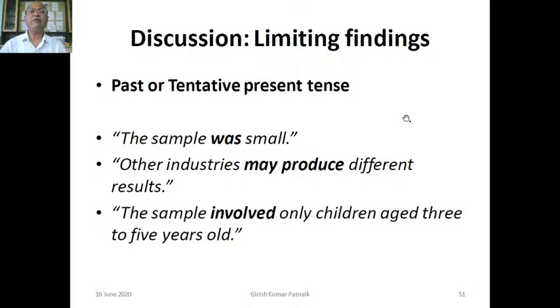Then limiting the findings, that I already said, some kind of assumption, because of some assumption there is some restriction that you have come across in your findings. It is only because of your assumptions, right? So in that context, you can very well say it this way. You can see the example: the sample was very small. Other industries may produce different results, right? The sample involved only children aged 3 to 5 years old. So based on some limitations, based on some assumptions, your findings got restricted. If you want to express that, we should express it by using the past tense or tentative present tense.